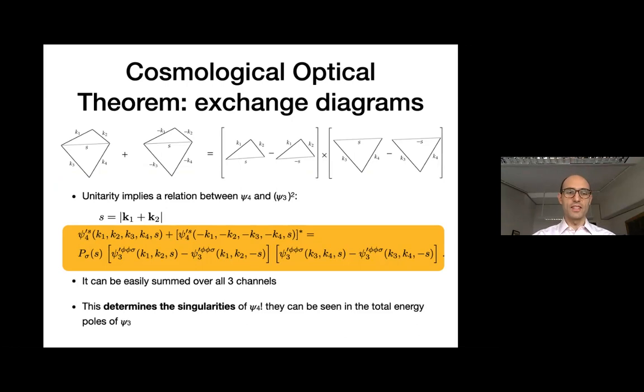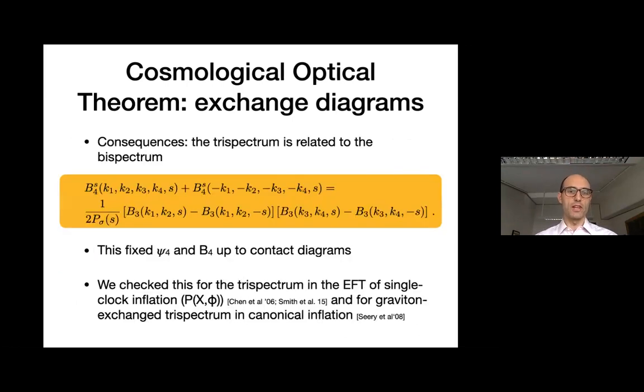It's easy to rewrite this in terms of a relation between the trispectrum and the bispectrum. So this is really getting kind of useful for phenomenology. If you want to compute the trispectrum, you will be able to bootstrap it from this relation if you know the bispectrum that appears at its vertices. So it's pretty straightforward to see that this uniquely fixes the trispectrum up to contact terms.